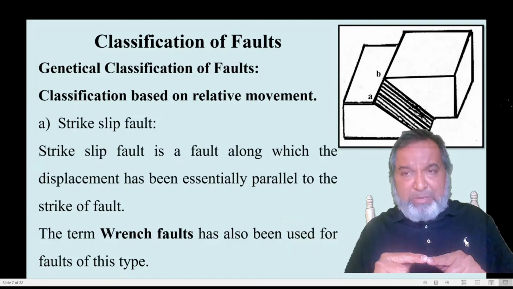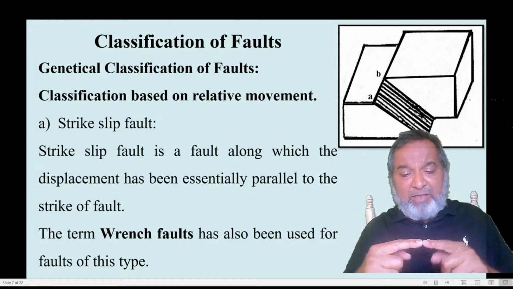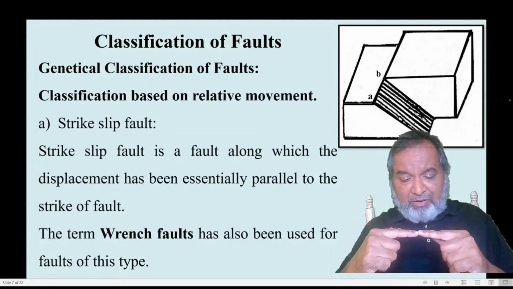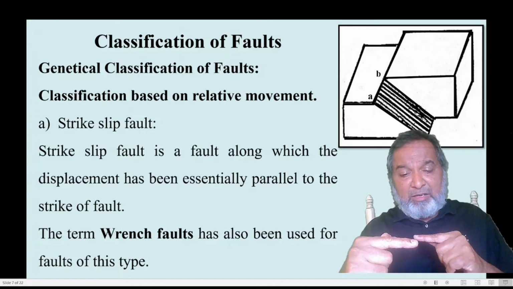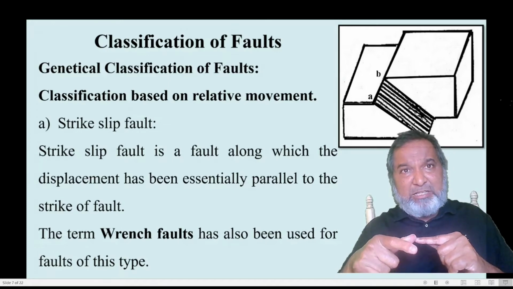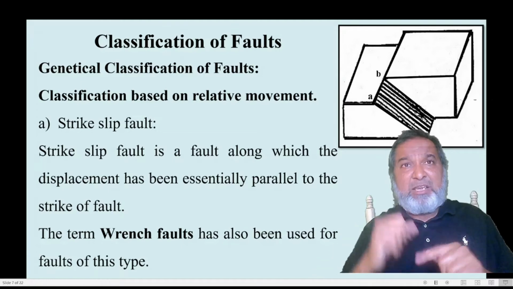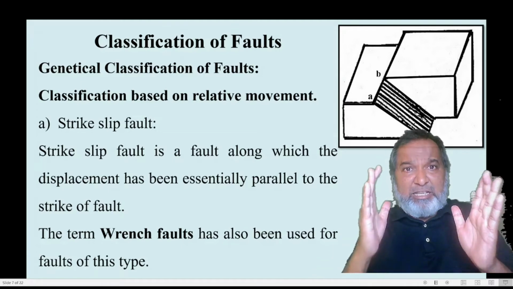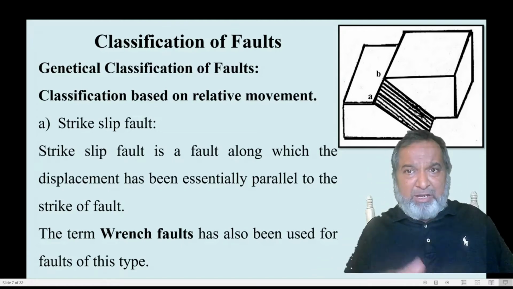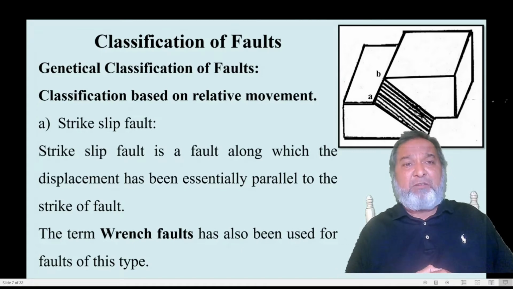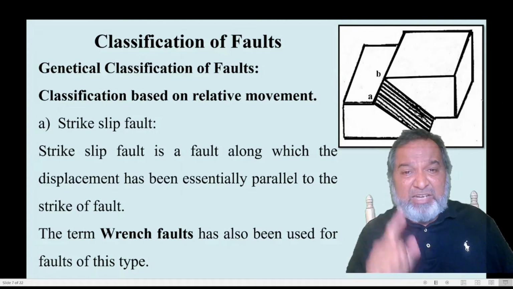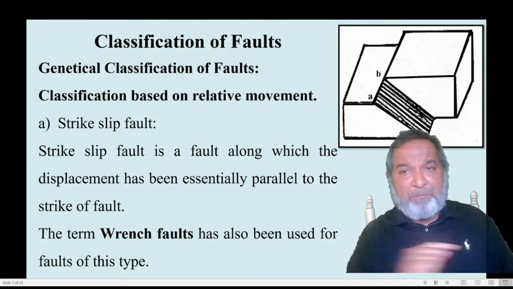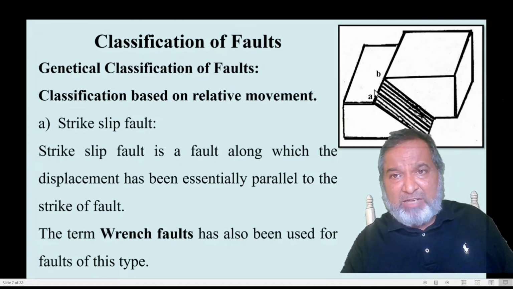So the points A and B before faulting are united. But after faulting, the A point comes forward and the B remains back. So the distance travelled between A and B is the net displacement or total displacement, which is running parallel to the strike of a fault. So this particular fault will be called a strike slip fault.